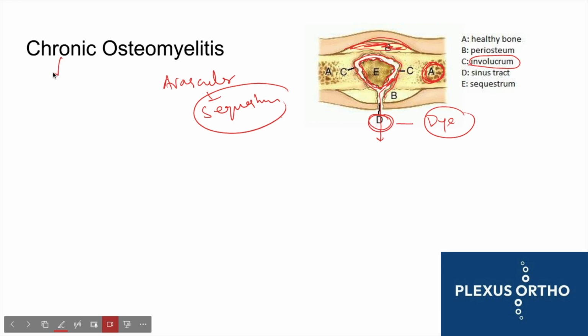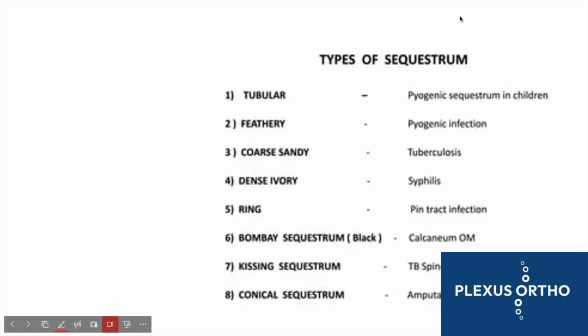To repeat, a sequestrum is a dead necrotic piece of bone which has been walled off from its blood supply, and it can become a nidus for chronic osteomyelitis. Involucrum is a layer of new bone growing outside the sequestrum, and it is seen in chronic osteomyelitis. So when you see a sequestrum, it already indicates that the patient has chronic osteomyelitis.